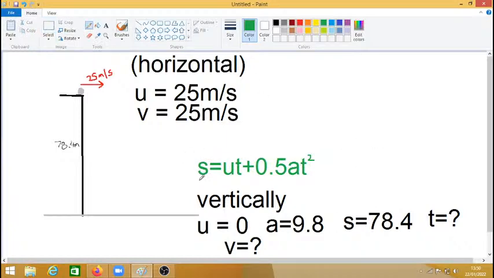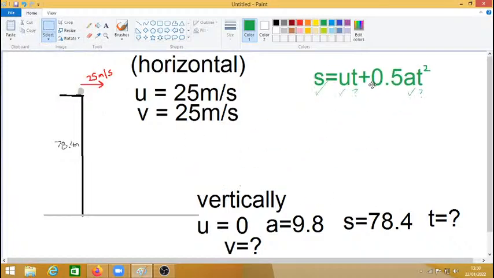S is known. The u we know is 0. The t we don't know. That's fine. We're allowed to not know one number. 0.5 is just a constant. The acceleration we know, it's 9.8. And the t is not known, but it's the same t that's not known here. So we only really have one number that we don't know. All the rest we do know. So let's use that formula. Let's plug everything in. Let's substitute everything into that.